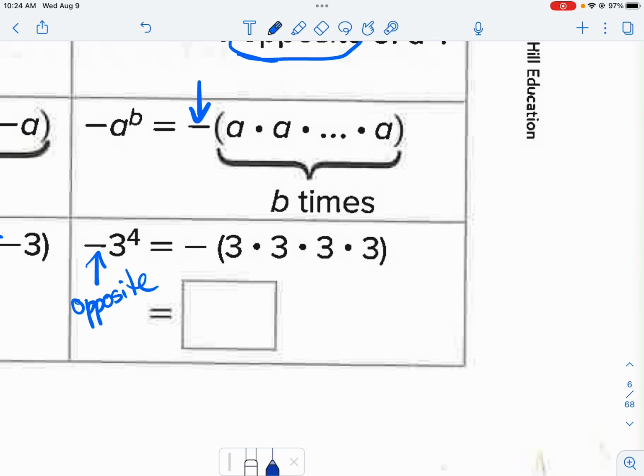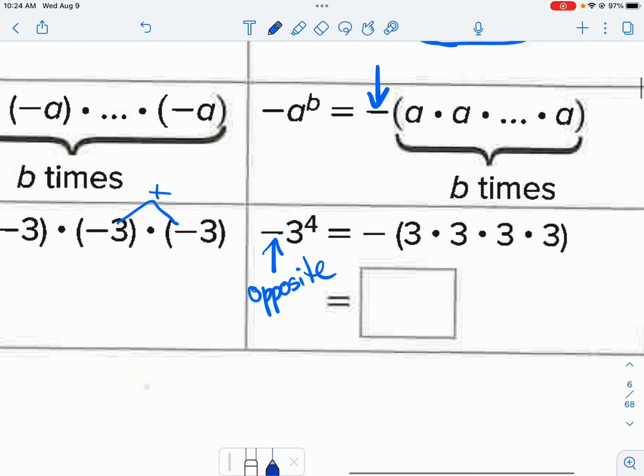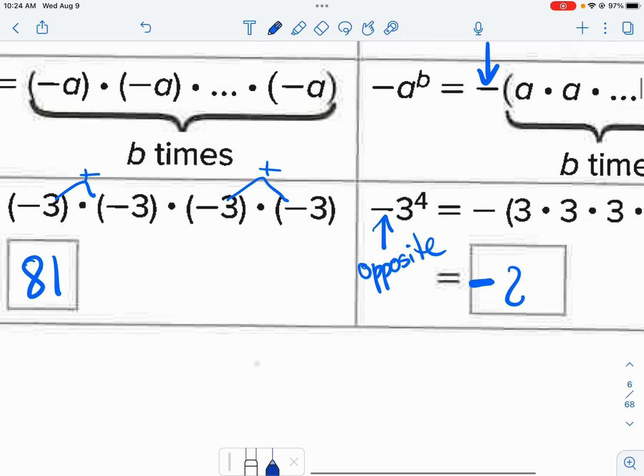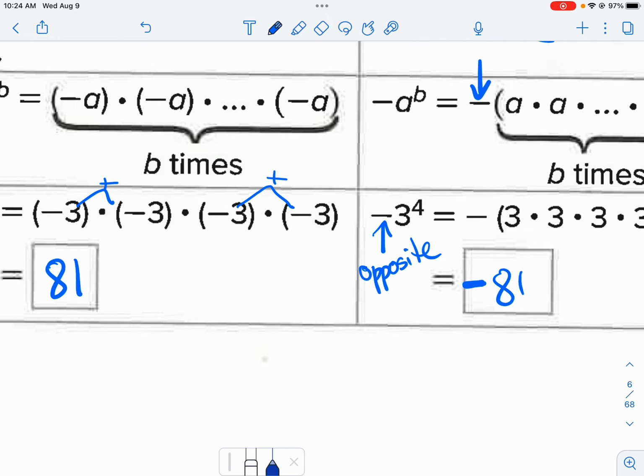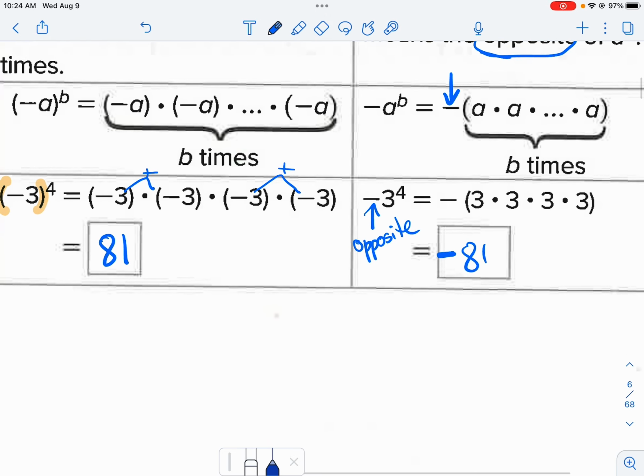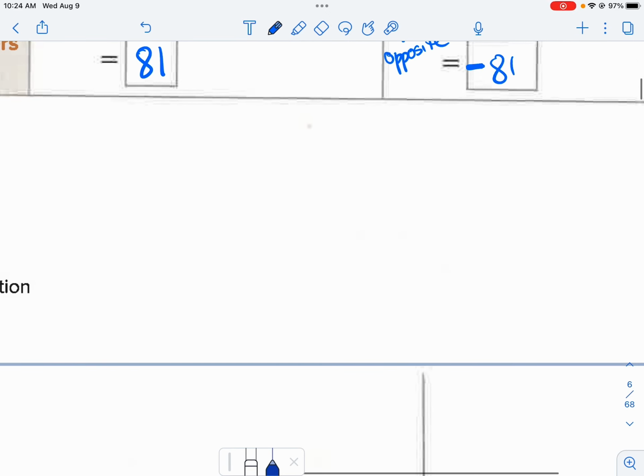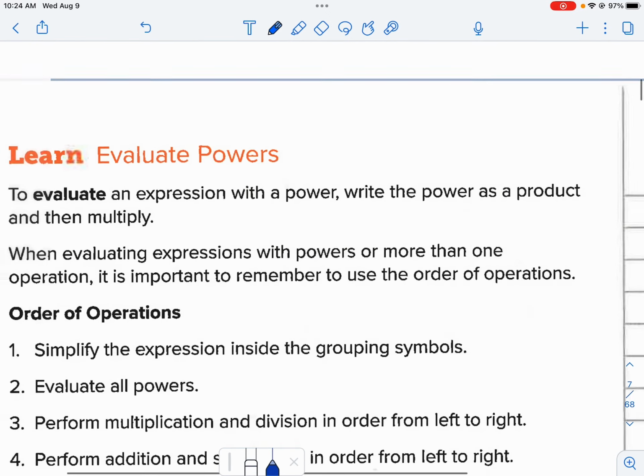of 3 times 3 times 3 times 3. We know that that has to have a negative outcome, and 81 is the answer that we had gotten. So the opposite of 81 is negative 81. Okay.